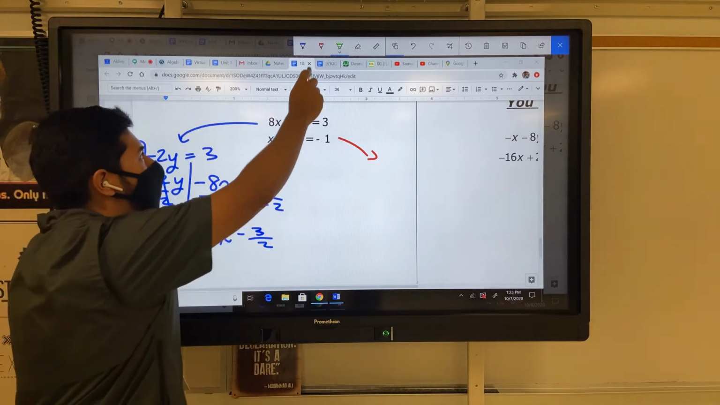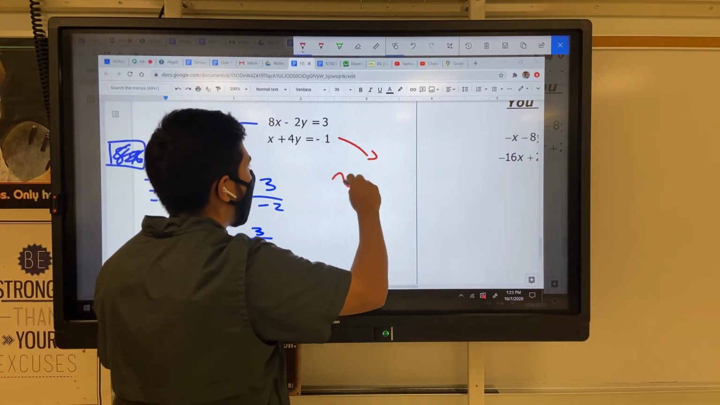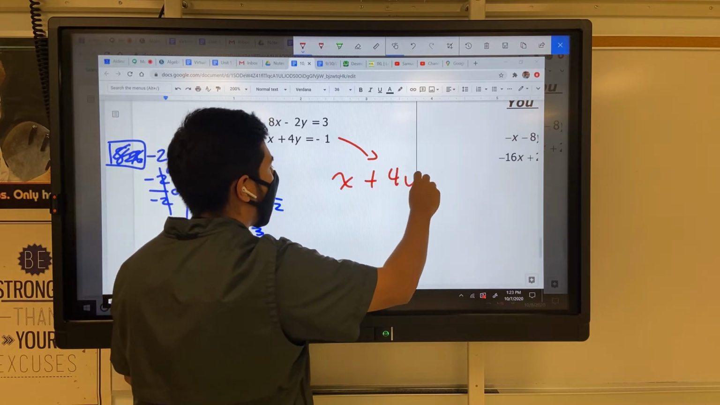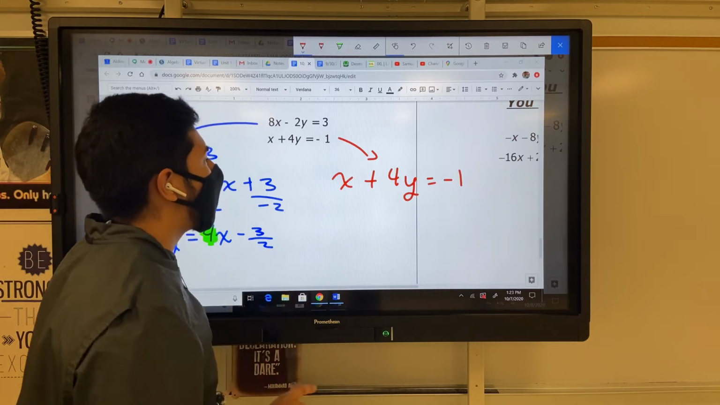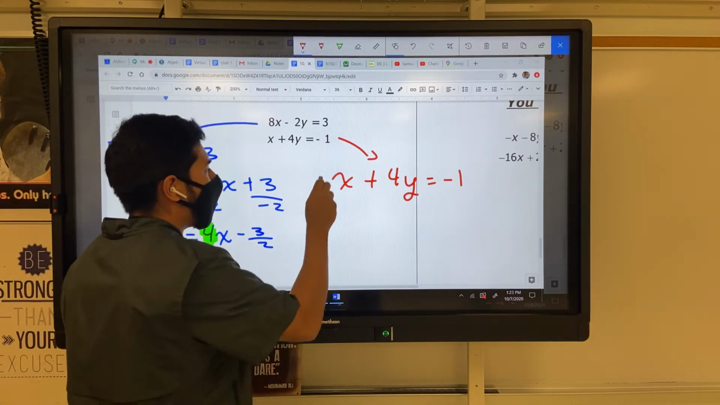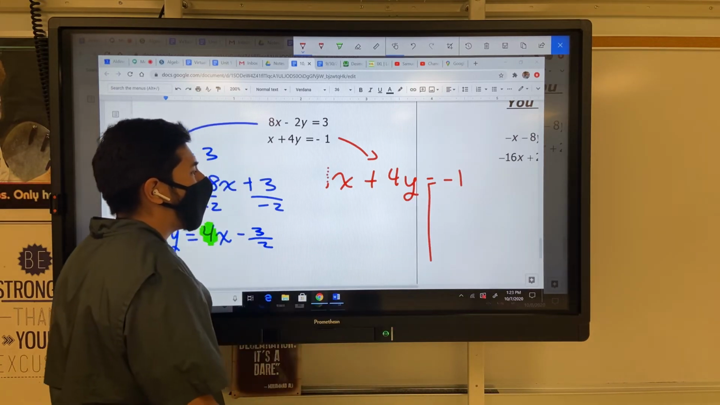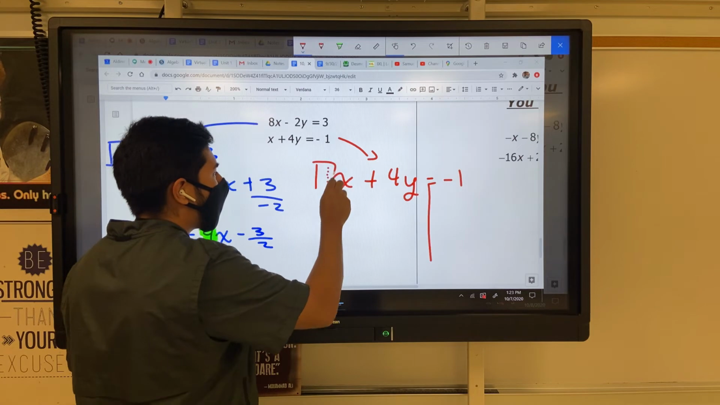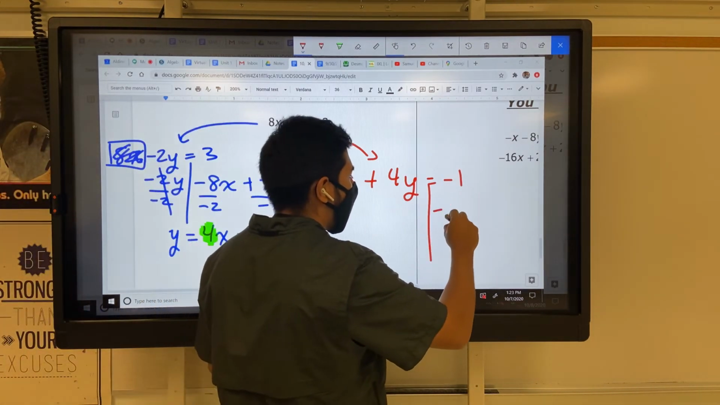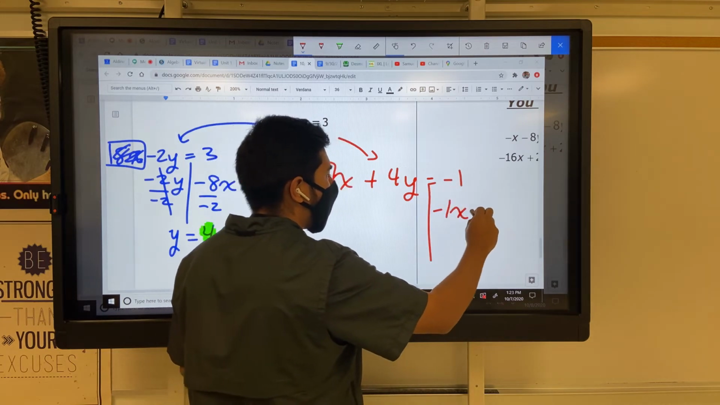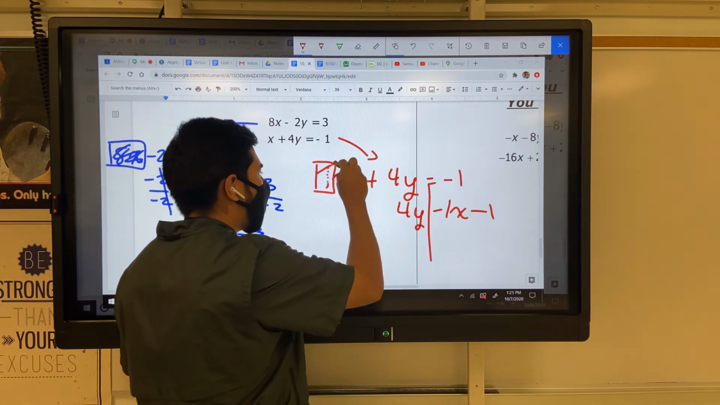Now let's look at this equation, doing it in red. x plus 4y equals negative 1. Let's put a number in front of this x. Don't forget, it's an imaginary 1. Make sure we move the x and then we divide. Moving this x turns into a negative 1x. Bring down this minus 1. Bring down the 4y. It's always the same routine, ladies and gentlemen.